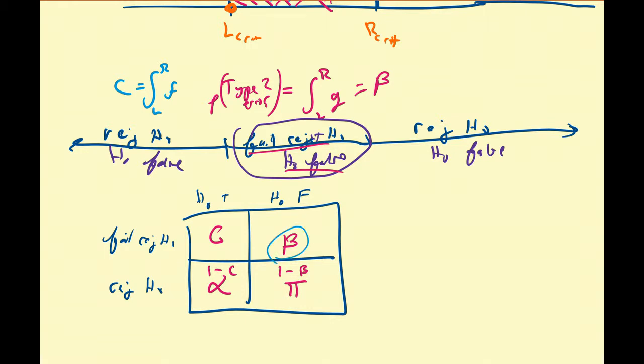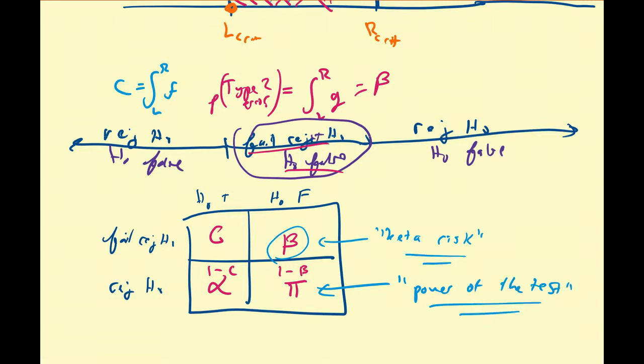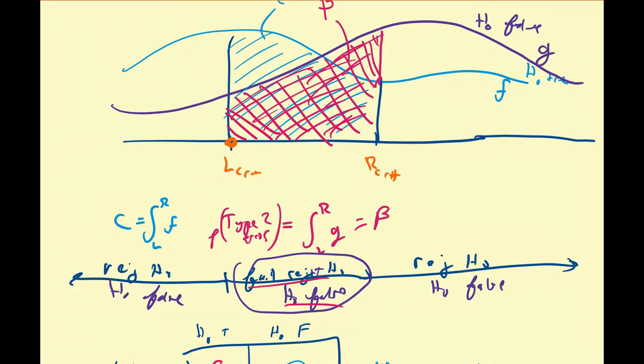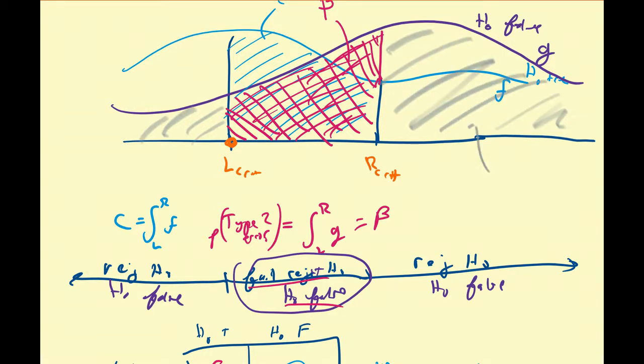And for literature purposes, which we won't discuss here, people sometimes refer to this as the beta risk, and sometimes refer to pi as the power of the test. Again, we won't really dive into it now, but pi would be the outside of this red region with respect to the purple distribution. So that means all this area here. So that's going to be pi.